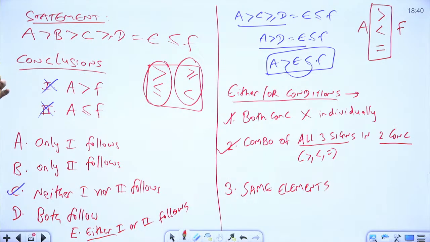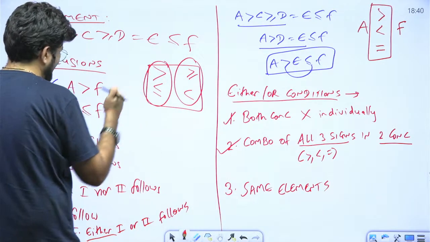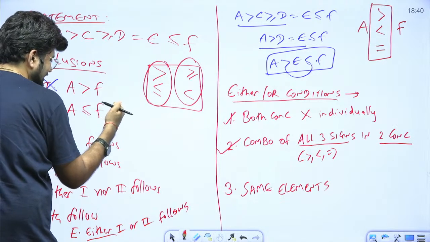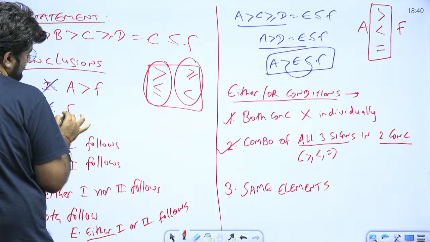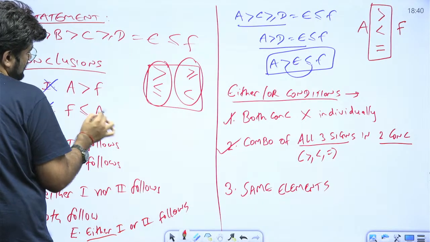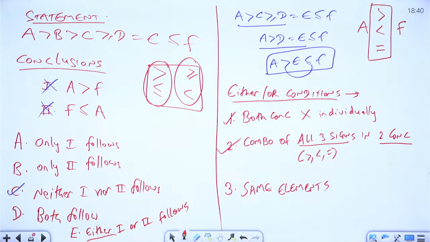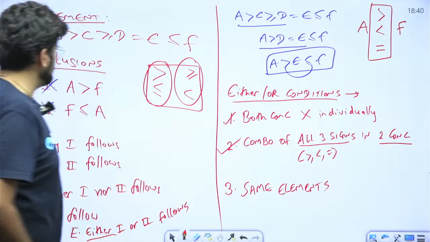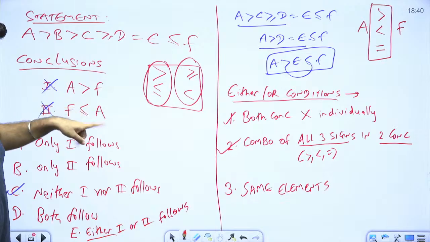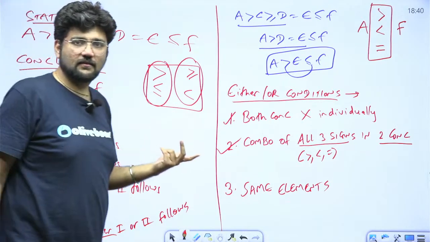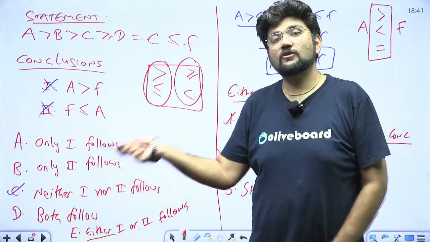Let me bring in a slight change here. Same elements only, but I am writing it like this. Now tell me, can I apply either or? Everything is satisfied? Both conclusions are individually incorrect? Yes. Combo of all the three signs greater than, less than, equal to? Yes. Same elements AF, AF? Yes. So either or is right. But again, you are losing your score.